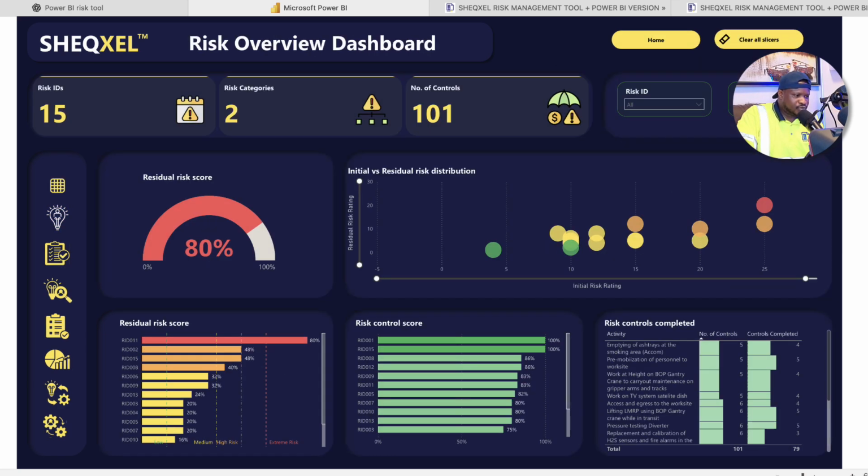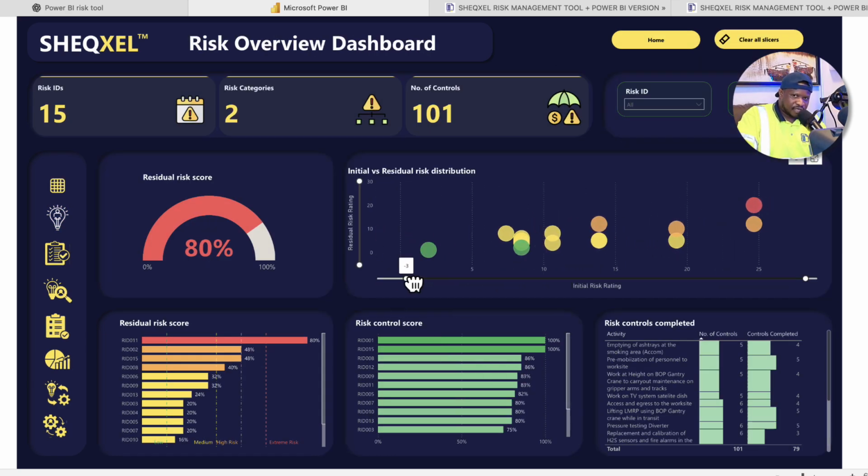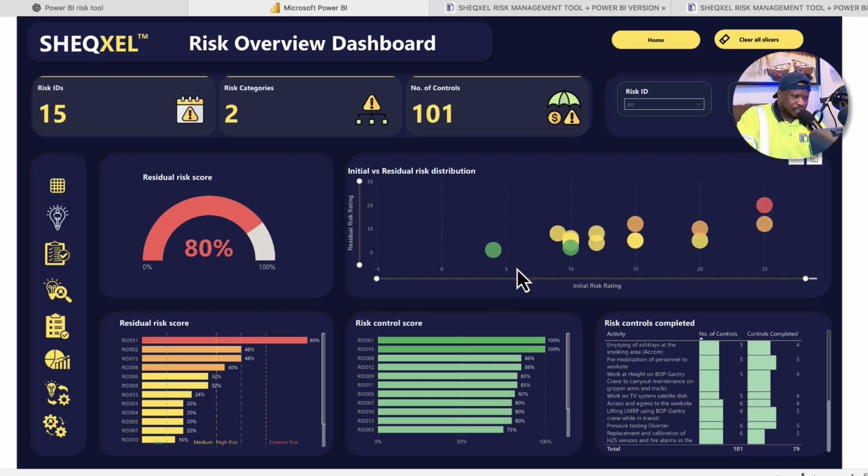All right, so let's quickly move over here. We have the distribution of the risk levels. We're comparing the residual and the initial risk. The goal is that you want to have a lot of greens, but this one tells us that we have one outlier, which is the RID 011, which is 80%, and that's what we have here. And the rest are all sort of medium, high, and low.